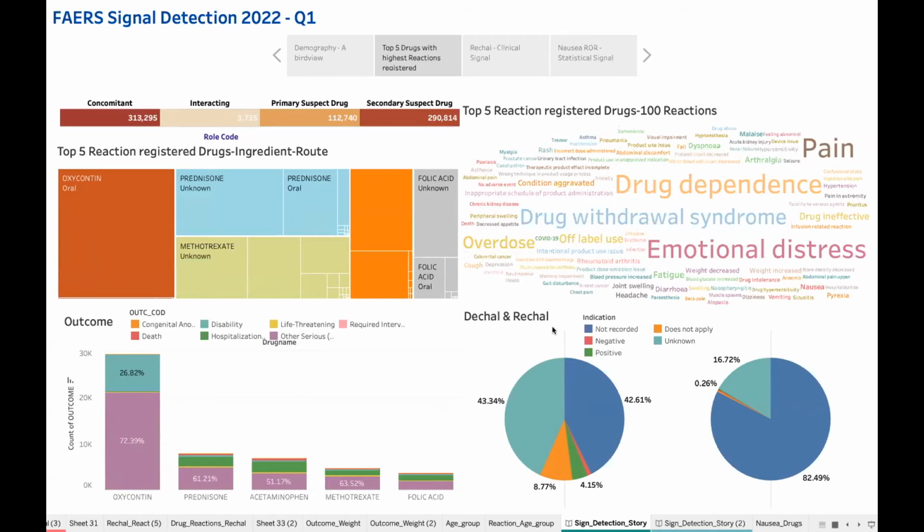DCHAL means the reaction has abated upon stopping the drug therapy. If a person is having a headache while taking a particular drug, and he stops the drug and the headache stops, that's when DCHAL is positive. And RECHAL means the reaction has restarted upon restarting the therapy, I mean, a reaction reoccurred upon restarting the drug therapy.